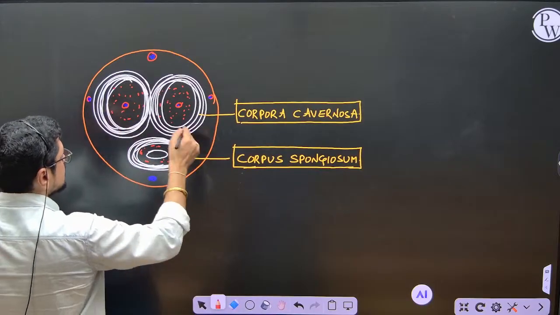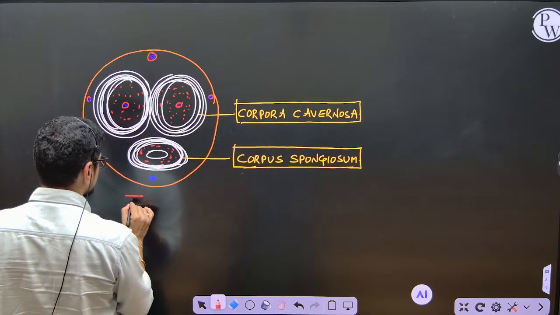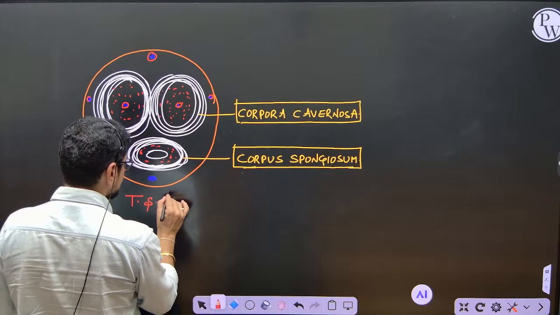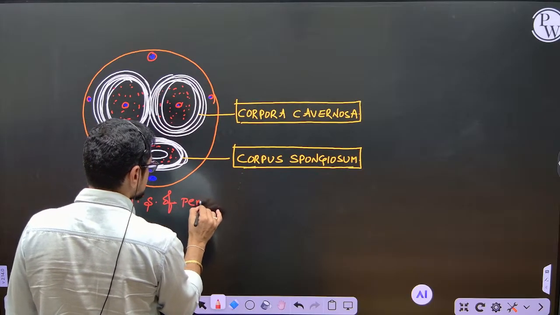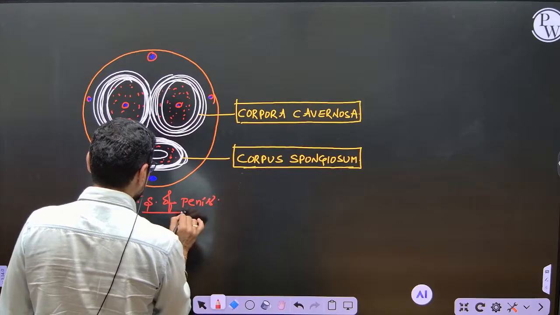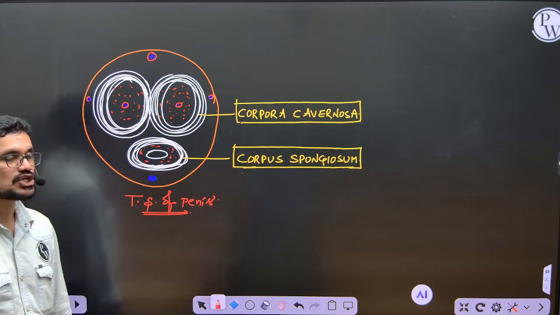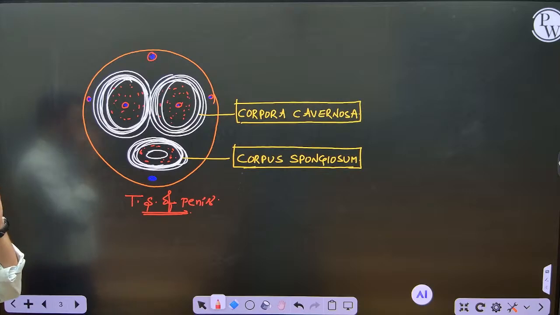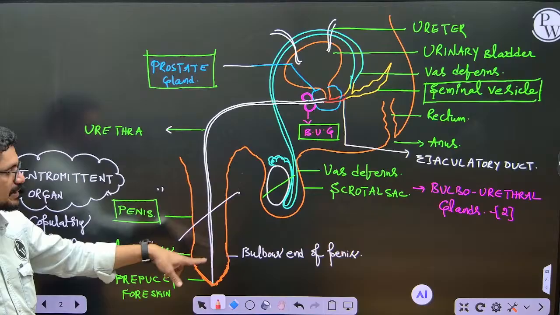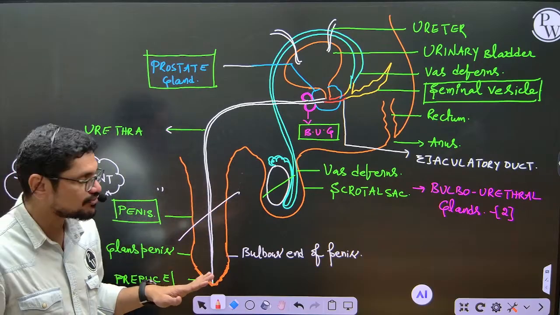And now the point, this is the transverse section. TS of penis. This is the transverse section of penis. Okay, am I clear? And see here, this is the vertical section of the penis, and now I have represented the transverse section of penis also.